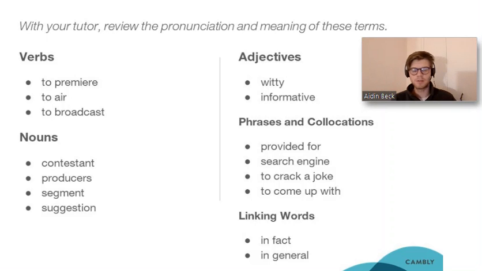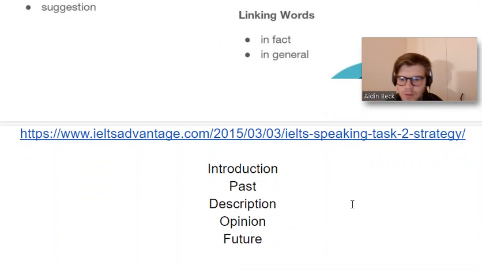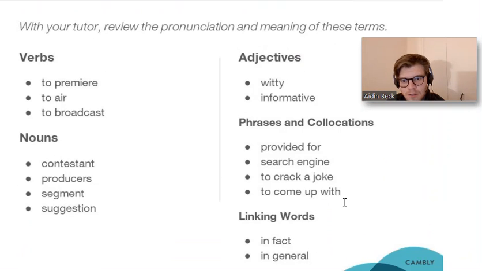Okay, so I'm going to go over the vocabulary for IELTS Speaking Part 2, and the topic is news and media. I'm going to use IELTS Advantage and their speaking strategy for Part 2 because I think it's quite good. It starts with an introduction, and then we talk about the past, then we give a description, then we have our opinion, and then finally the future.